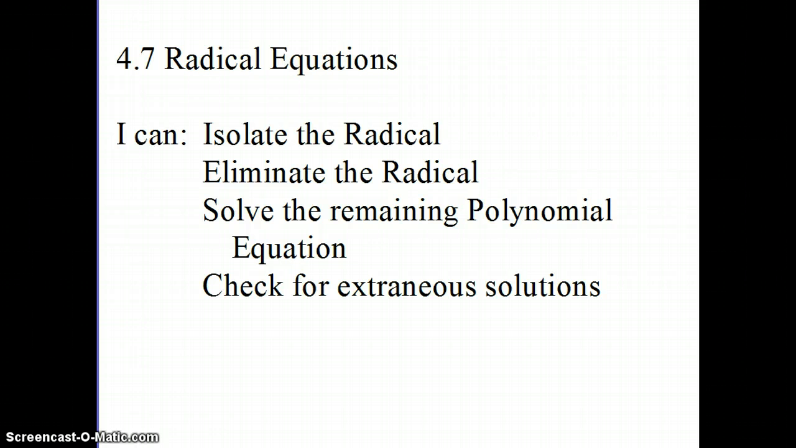So we have a few I cans. I can isolate the radical, and by isolate I mean get that radical alone. I can eliminate the radical, meaning get rid of the square root or the cube root. I can solve the remaining polynomial equation, and I can check for extraneous solutions. Remember, extraneous solutions are the answers that you get that don't work.